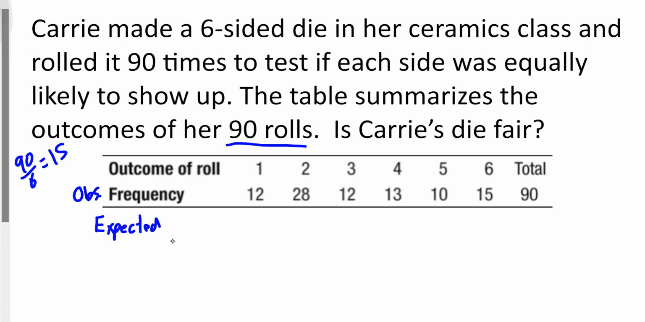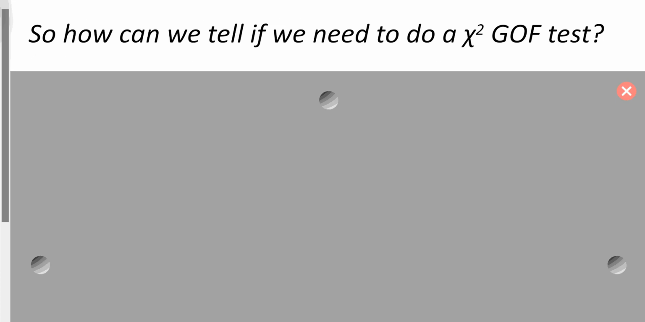So the expected would be 15 for each, right? One of them was spot on. The 6s had 15. Everything else was a little bit off. The 2 had a lot. So the question is, are they equally likely? We're going to get into this thing called the goodness of fit test. So let's talk about it a little bit.